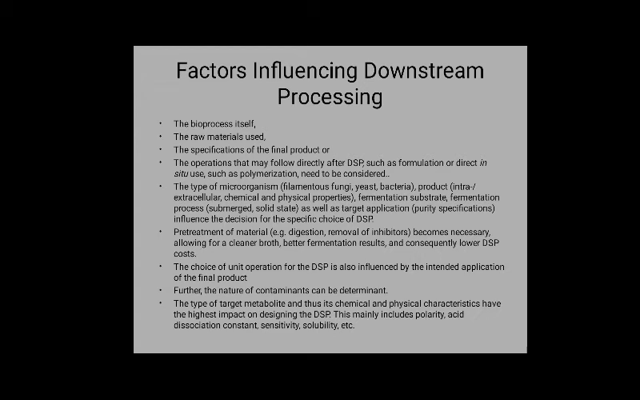Further, the nature of the contaminants can also be a determinant in the selection of a downstream process. The type of the target metabolite and thus its chemical and physical characteristics also have an impact on the designing of the downstream process. Now these characteristics may include your polarity, the acid dissociation constant, the sensitivity or the solubility of the target metabolite.